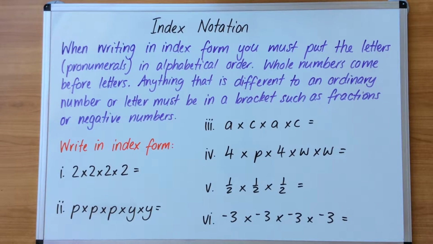When writing in index form, you must put the letters, which are pronumerals, in alphabetical order. Whole numbers come before letters. Anything that is different to an ordinary number or letter must be in a bracket, such as fractions or negative numbers. I have 6 questions here, or 6 examples for us to have a look at.